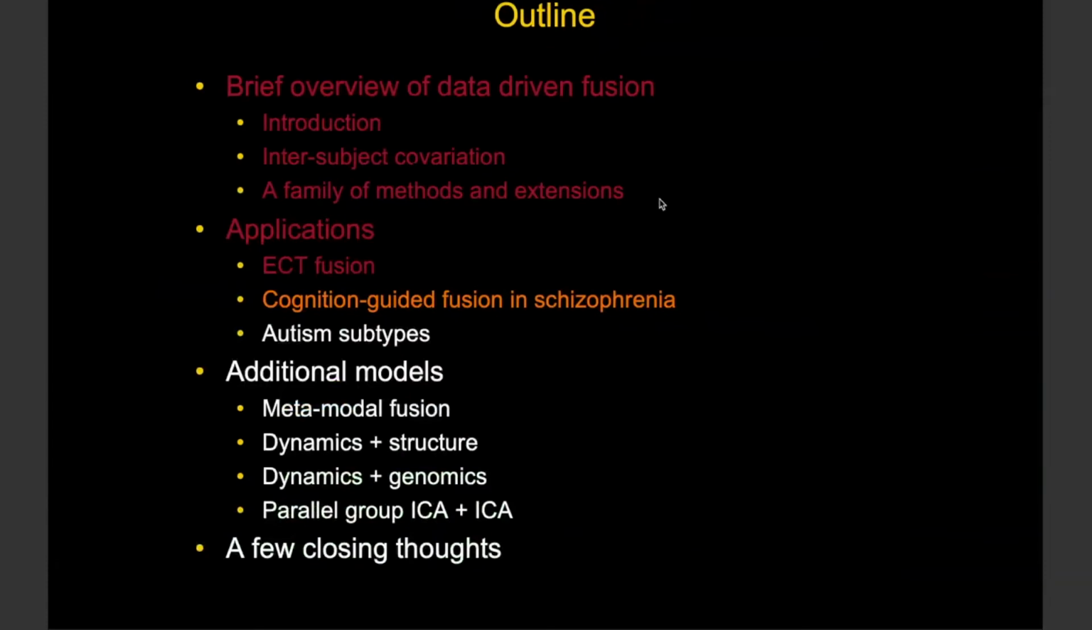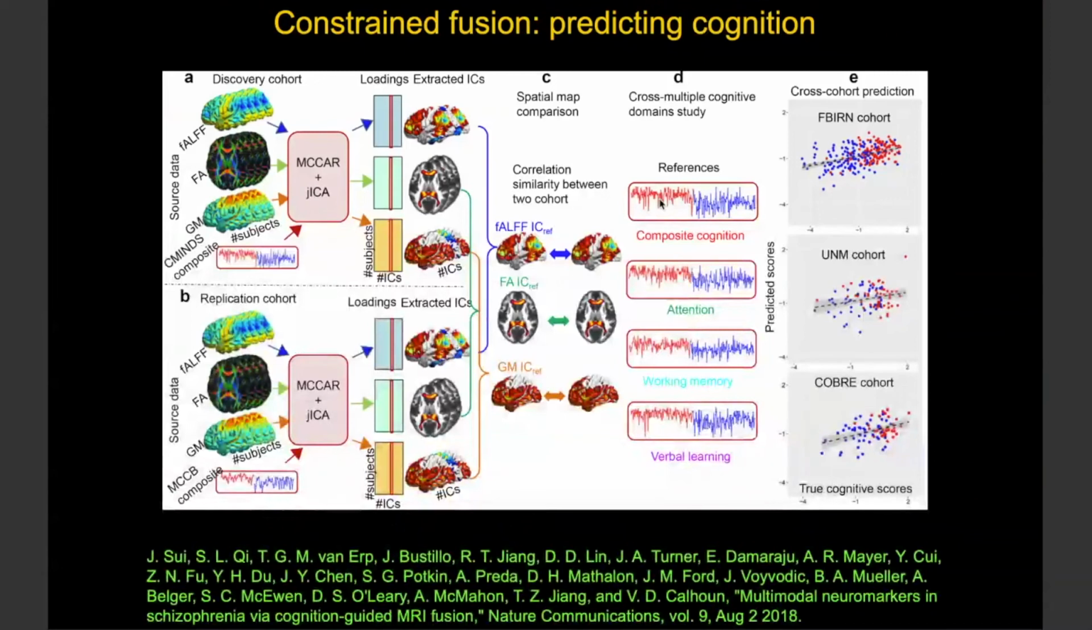Another example, cognition-guided fusion in schizophrenia. So here we've got three modalities. We've got, again, fMRI, we're using ALFF. We've got fractional anisotropy. We've got gray matter maps. Okay? We're, again, using this constrained fusion approach to identify a joint component that consists of 3 modalities that was optimized to correlate with cognitive score, a composite cognitive score.